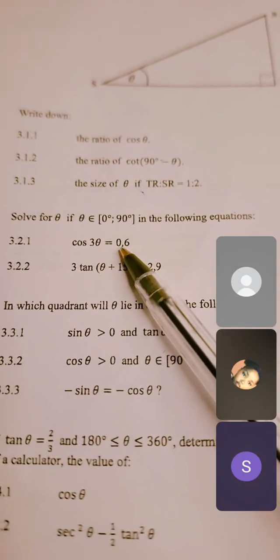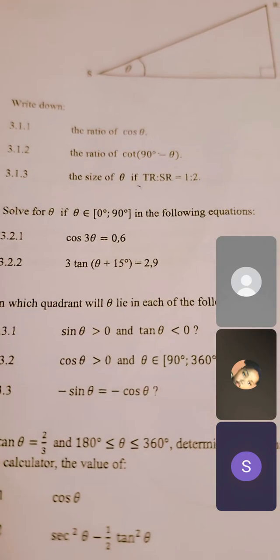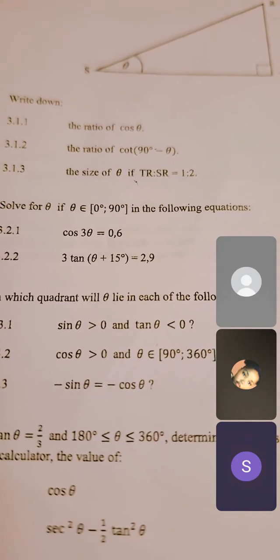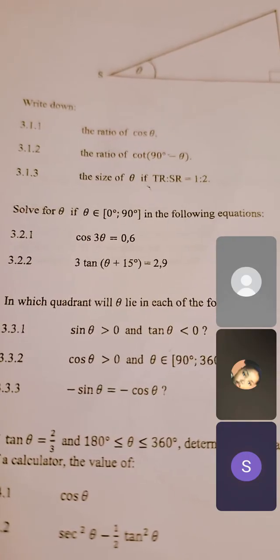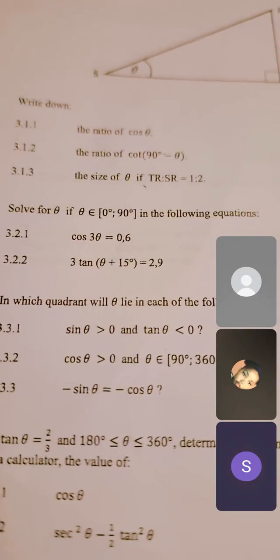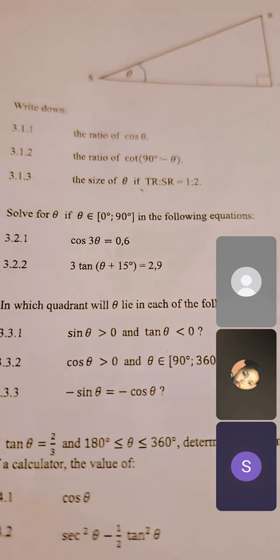But anyways, Kambula, we're shooting to go and sleep. We want to finish off this. You are busy with trigonometry. Yeah, we're busy with trigonometry, so we just want to mobilize the masses there. 3.2.1 cos 3 theta is equal to 0.6. You said you can, so let's get that.